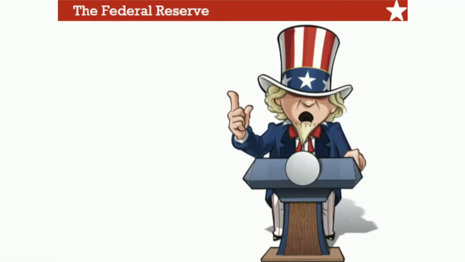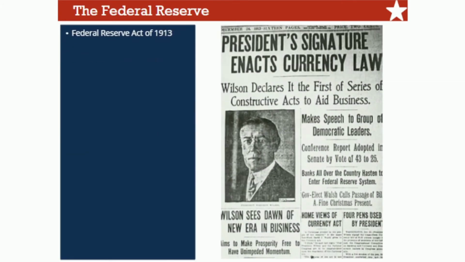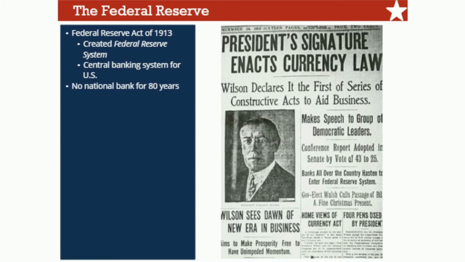Probably the most important piece of domestic legislation signed by Woodrow Wilson was the Federal Reserve Act of 1913. This act created the Federal Reserve System, a central banking system for the United States. A bit of history is in order. The country had lacked a national bank in which the U.S. government was the largest shareholder for almost 80 years.